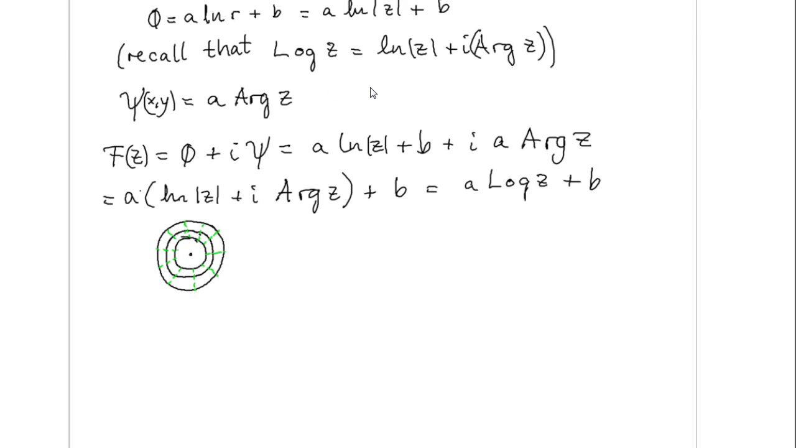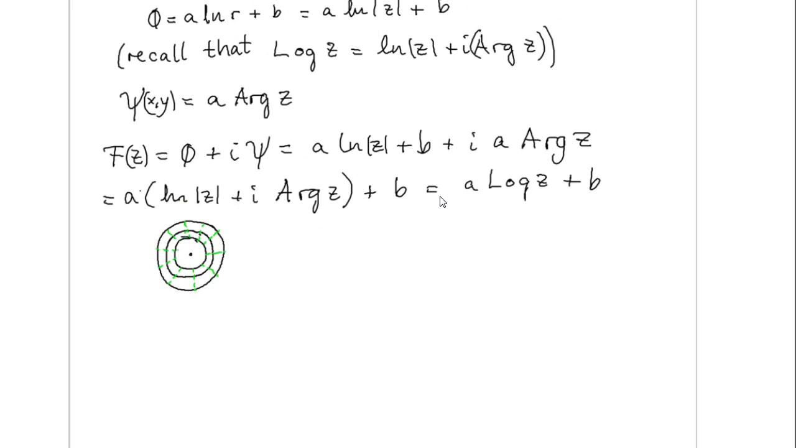In the previous example, we used the fact that the principal logarithm of z is equal to this expression to find the harmonic conjugate of the real part, which was the logarithm of the absolute value of z. So knowing that this function is an analytic function, we know that this must be the harmonic conjugate of the real part.